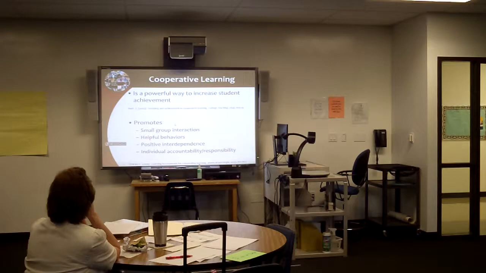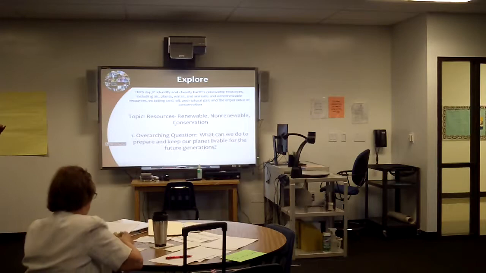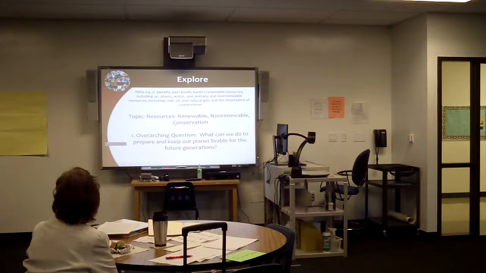Okay, so we're going to specifically focus on group investigation, since that is the strand that I am talking about. The TEKS we're going to do are 4.7C, fourth grade: identify and classify Earth's renewable resources, including air, plants, water, and animals, and non-renewable resources, including coal, oil, and natural gas, and the importance of conservation. So I'm giving you a topic, which is resources, renewable, non-renewable, and conservation. And here's your overarching question. What can we do to prepare and keep our planet livable for future generations? Okay, so that's our overall question.